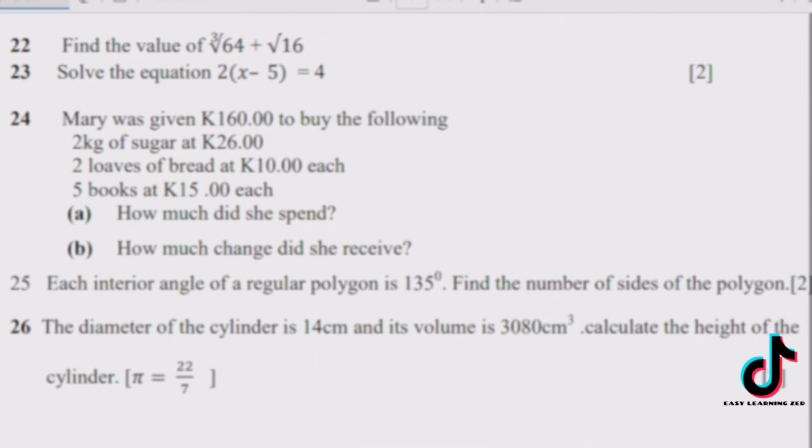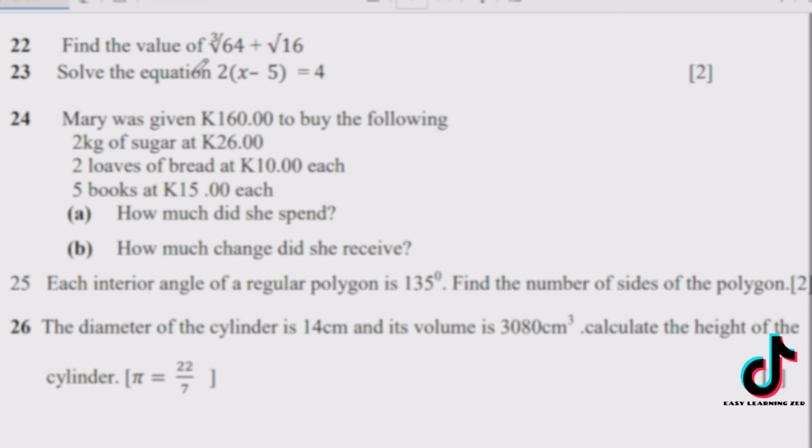Question 22: find the value of the cube root of 64 plus the square root of 16. What is the cube root of 64? It is the number that you can multiply by itself 3 times to get 64. We can try 1: 1 by 1 will give us 1, even if you multiply it 3 times. 2 by 2 is 4, 4 by 2 is 8. 3 by 3 is 9, 9 by 3 is 27. 4 by 4 is 16, and 16 times 4 will give us 64.